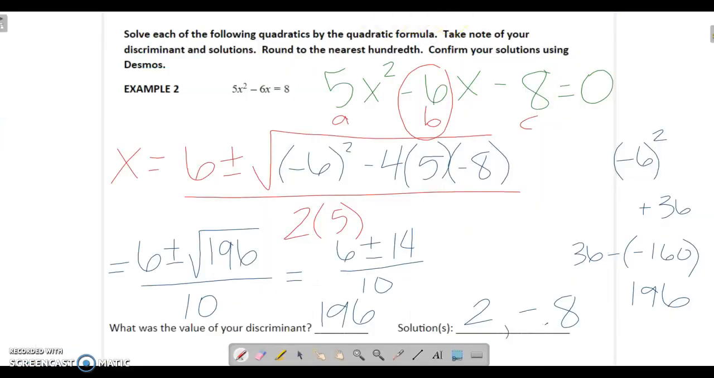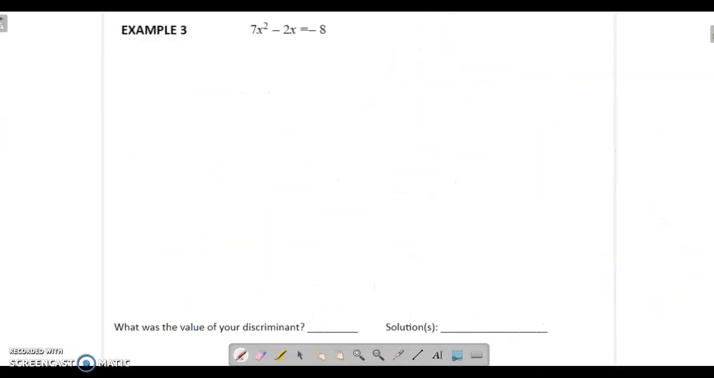Okay, so let's keep cruising along. The next one, 7x squared minus 2x equals negative 8. Again, we want to get that in standard form set equal to 0. I'm actually going to write out the work, and then I'll check back with you here in a second, but I want you to try it on your own first. So go ahead and pause the video and come back.